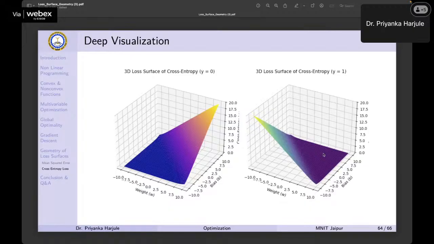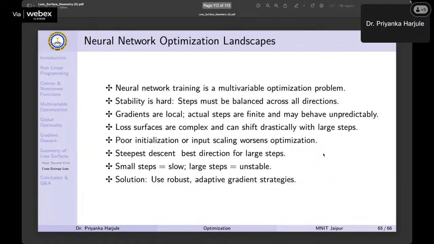So for y equal to 0, the minimum lies where the predicted probability is equivalent to 0, and for y equal to 1, the minimum lies where the predicted probability is equivalent to 1. Neural network optimization is a multivariable optimization problem. These variables correspond to the weights of the connections in various layers.